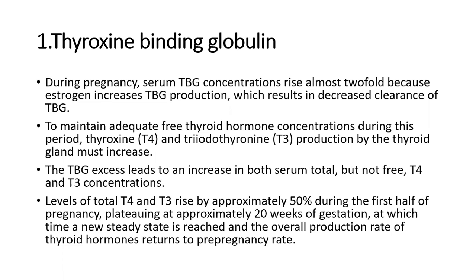So now, to maintain adequate free thyroid hormone concentrations, the production of thyroxine, which is T4, and T3 by the thyroid gland must increase. The TBG excess leads to an increase in both serum total, but not free, T4 and T3 concentrations.